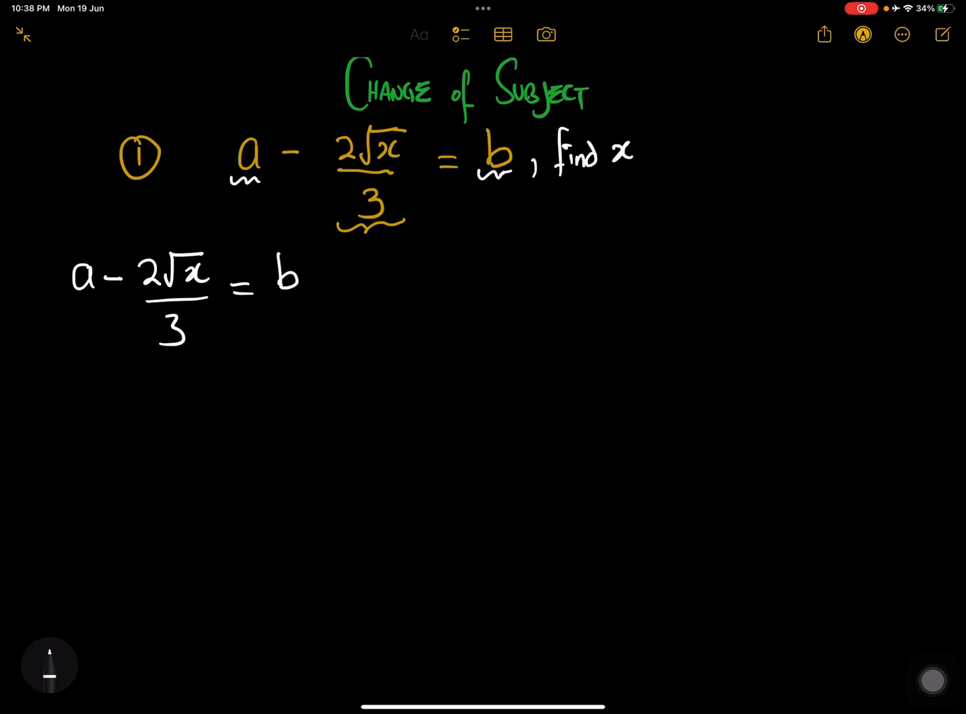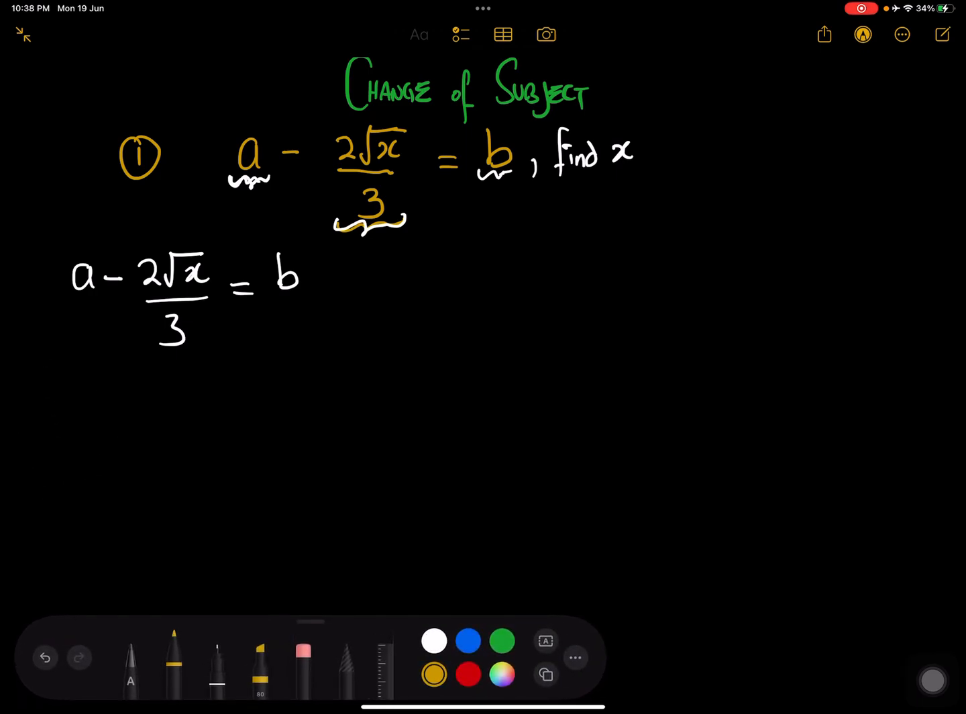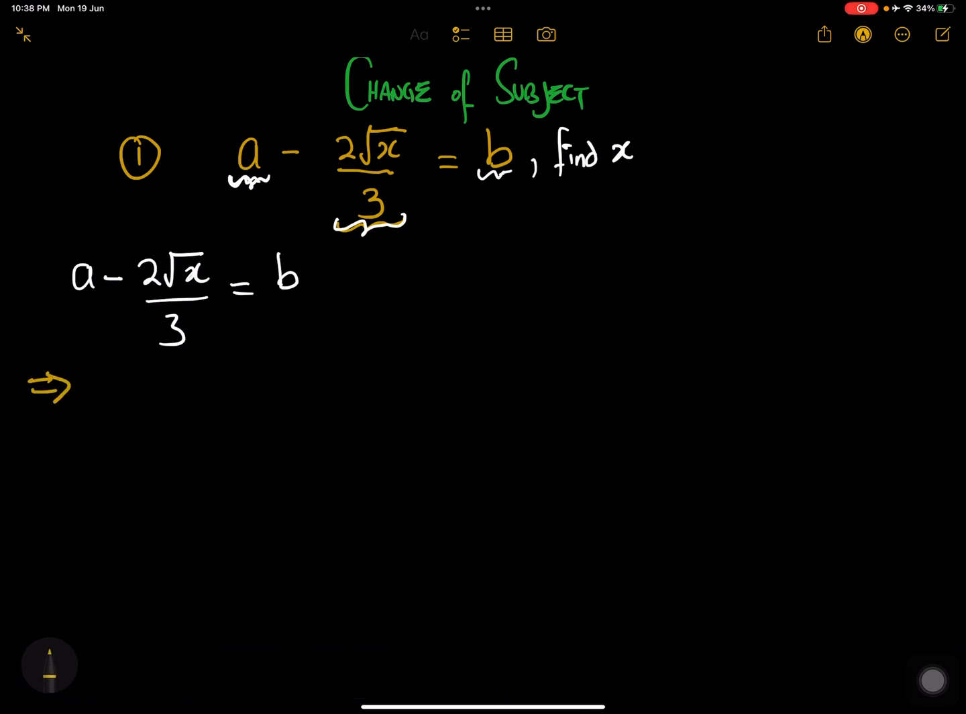Now, what can we do? If this is a fraction, what can we do to this whole number to make it a fraction as well? I'm introducing the implies symbol. This is an implies symbol. Why? Because there's already an equal to sign in the question. So I introduce that, and I'm going to write the a in terms of a fraction.